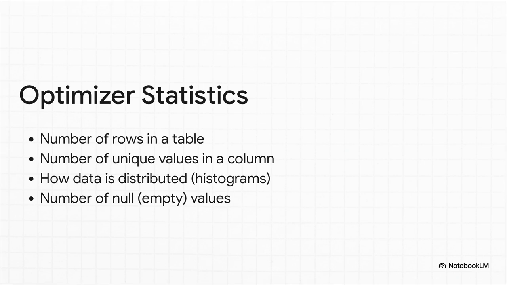So this traffic data is what we call optimizer statistics. The database is constantly keeping notes, like how many rows are in a table? Is this a tiny village or a massive city? How many unique values are in a column? Are we dealing with 1,000 different street names or just Main Street and First Avenue? It even looks at how the data is spread out. Is traffic flowing evenly or is everyone stuck on one particular road?